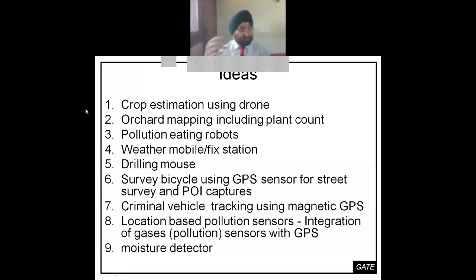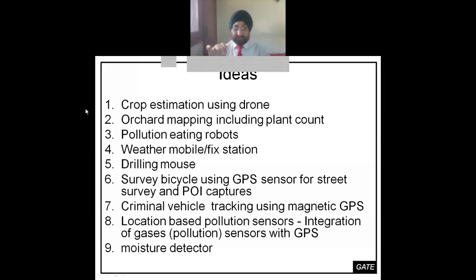Food Corporation, FAO, some international organizations are here. They do the estimation of crop in India on a macro level, but the wrong information is more than the right information. Approximately 60% or 70% is correct. 20 to 30% is the wrong calculation of crop estimation. So we need to do it at a local level. We need to do it at micro level. Orchard mapping, including plant counts, etc.